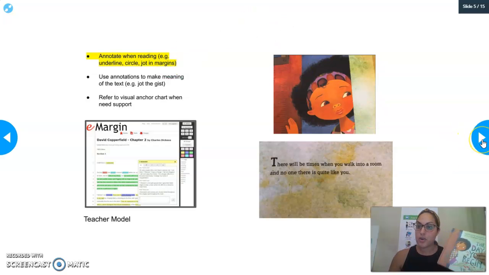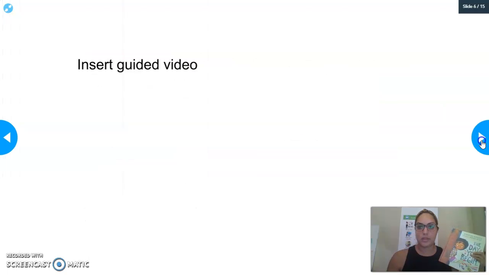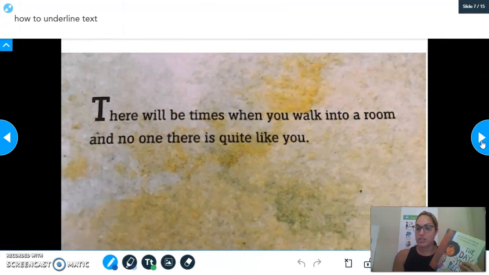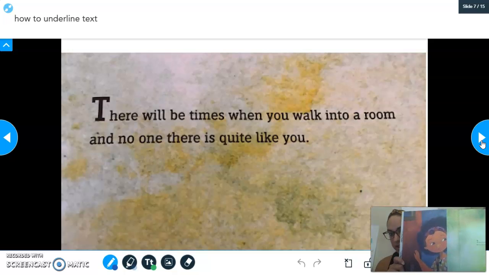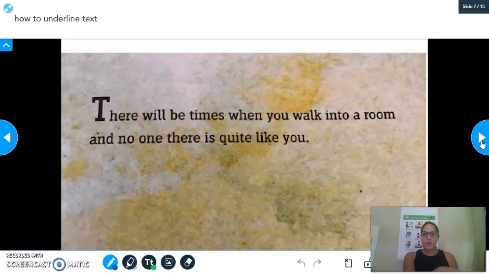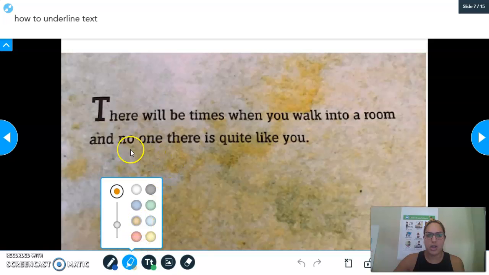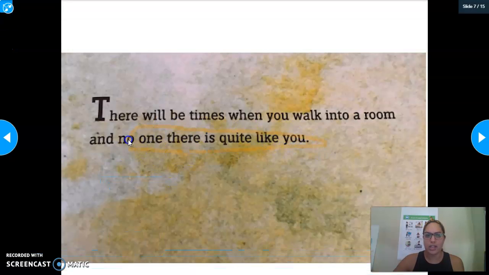After you have read this wonderful story, you are going to come to this page. Here you're going to read it, and it's going to tell you, there will be times when you walk into a room and no one there is quite like you. You can see her face. We can also annotate pictures, guys, because that helps us understand what the character might be thinking by looking at their face. But here, as I read that, I am going to underline, no one there quite like you.